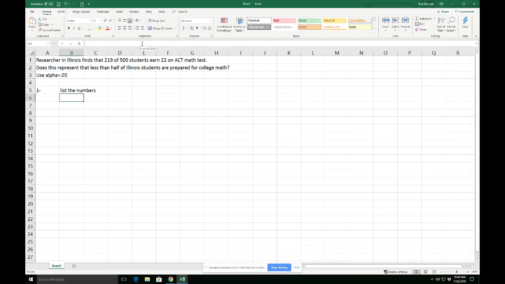N is 219, or 500. N is 500, right? So 22 is the mean, the average. This is a good tricky one. I started you off with a hard one right off the bat, didn't I? It's good.